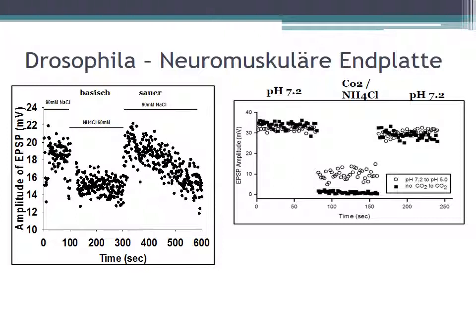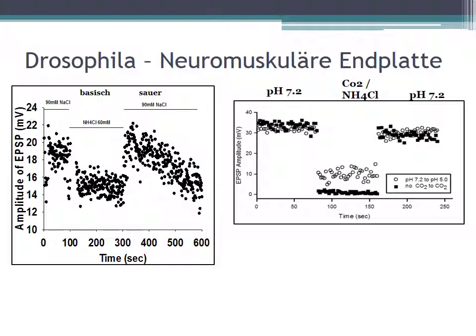So if you look, we have a different graph, also compared to CO2. On the x-axis is the time, on the y-axis the EPSP amplitude. In the first part of the graph, you can see the EPSP at a pH of 7.2. The squares represent the press we did with a change to CO2, and the dots represent the press we did from a pH of 7.2 to a pH of 5.2 with ammonium chloride.